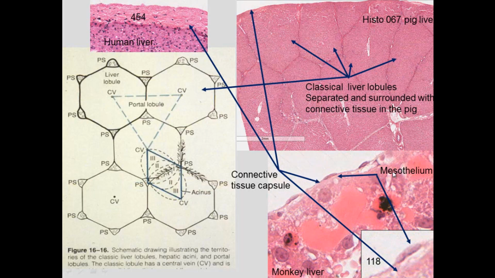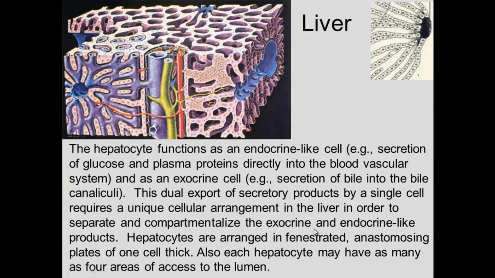But in either case, it has a mesothelium lining the cavity. Here we can see some of the cells. These are hepatocytes, in this monkey liver, and these are Kupffer cells that are phagocytizing. Here we see blood cells.